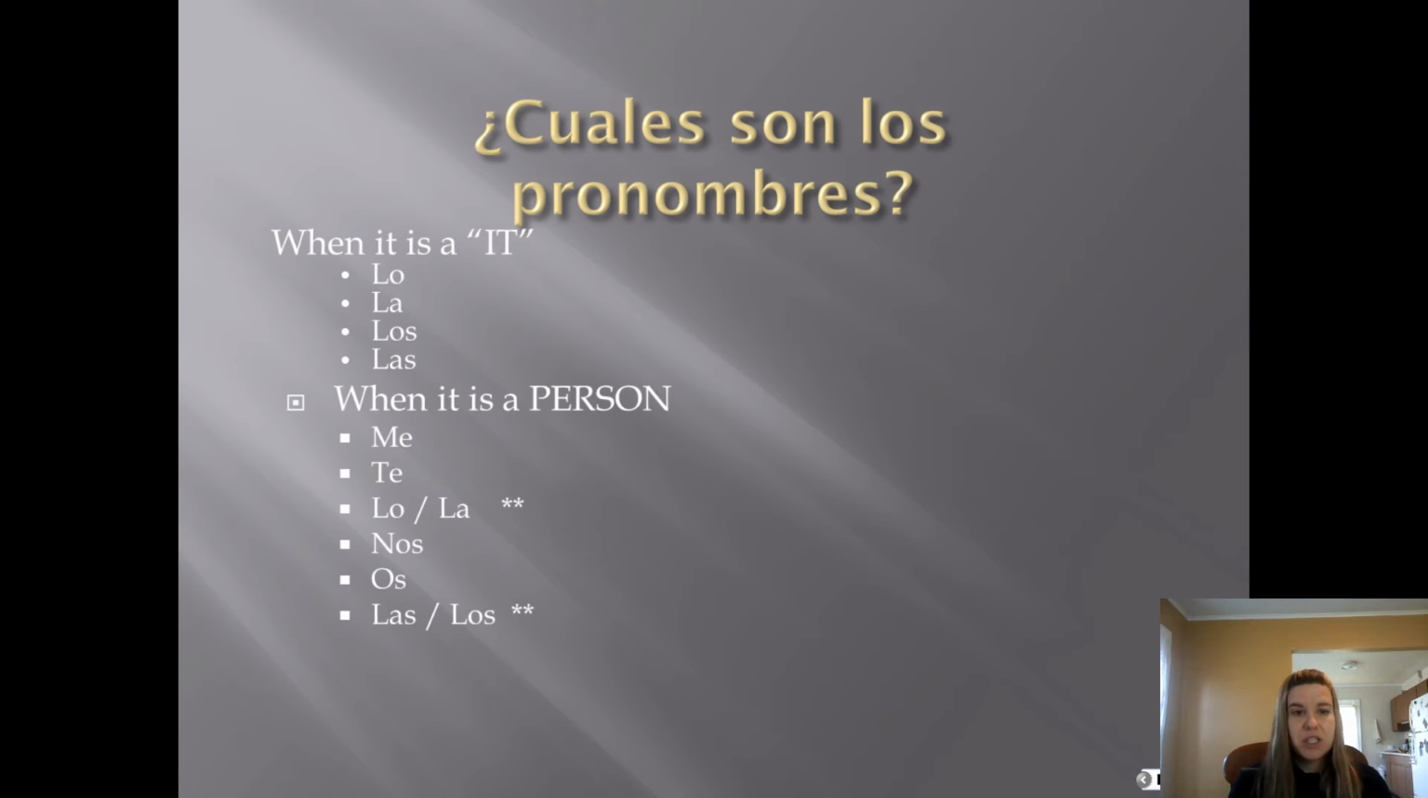So in Spanish, the pronombres, the direct object pronouns, when it is an "it," you can use lo or la, los or las. Any of those can mean "it" or "them." And when it's a person, you use me, te, lo or la, nos, os, las, or los.